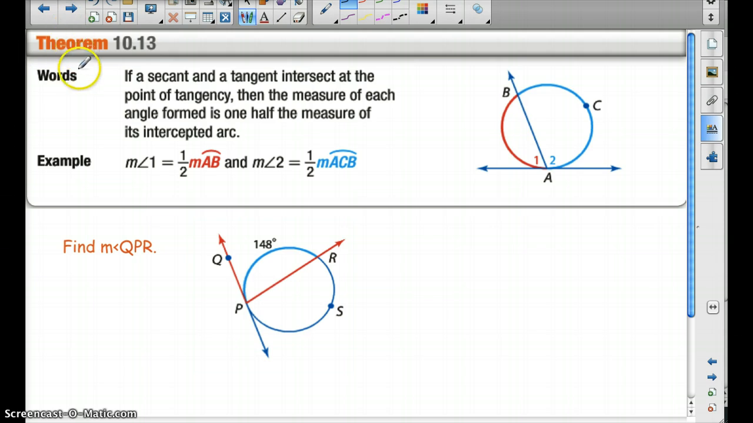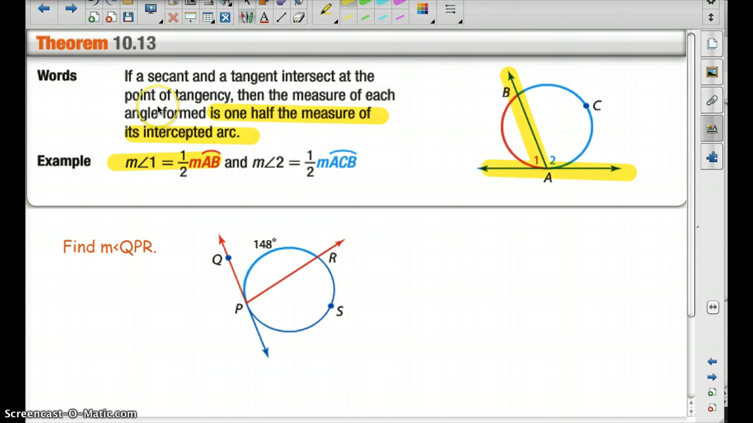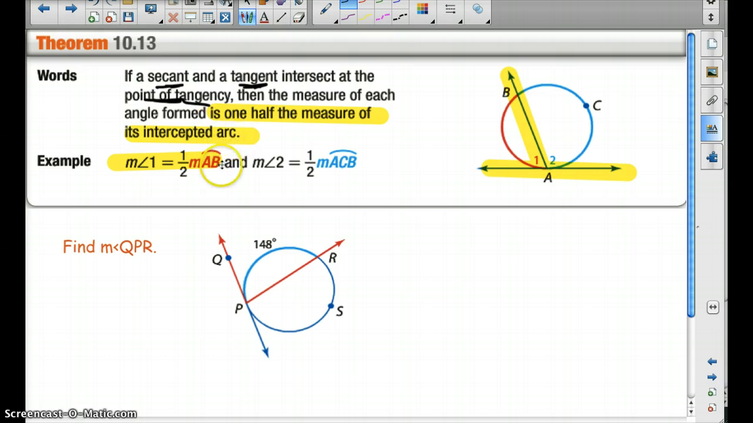the next theorem. Go ahead and pause the video and write this down. This theorem is just telling us about a secant and a tangent that intersect on the point of tangency. We have actually seen this before when we have an angle on the circle, inscribed on the circle. It's always just going to be 1/2 of the arc. So we've seen this before. Now it's just being a little bit more specific about what type of lines we have, a secant and a tangent, and where it meets at the point of tangency. So not too new to us.